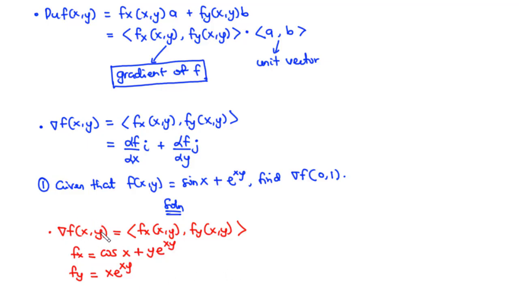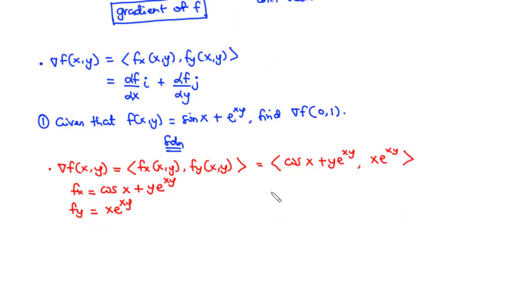Therefore, the gradient of the function is equal to, we have f_x to be cos x plus y e to the power xy, and then f_y to be x e to the power xy. Now the next thing we are going to do is to find the gradient of the function at the point (0, 1).